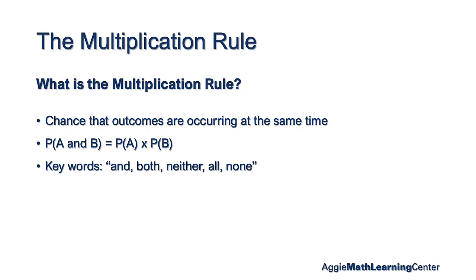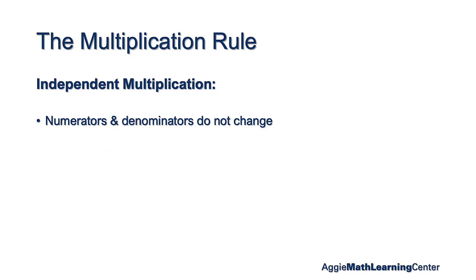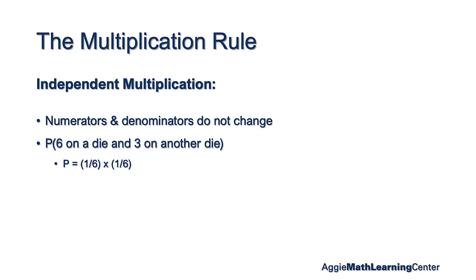When doing the multiplication rule, we must check if events are dependent or independent from one another. Depending on if there is dependence, the way we set up our problem changes a bit. When outcomes are independent of each other, their numerator and denominators do not change when they are multiplied together. For example, if we are determining the chance of rolling a 6 on one die and a 3 on another, we would represent this as 1/6 times 1/6. Between one event and the other, we are not changing any numbers, since these dice are independent from each other.